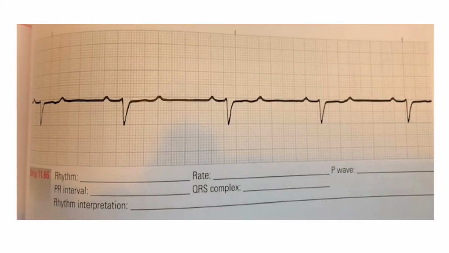In rhythm 11.66, this rhythm is regular. You have two rates, atrial and ventricular, so you have more P's than QRS's. Picking out your P's, remember that if you have more P's than QRS's, you're in a higher grade AV block. Your P waves are sinus, so your SA node's firing fine. It's your AV node that's the issue.